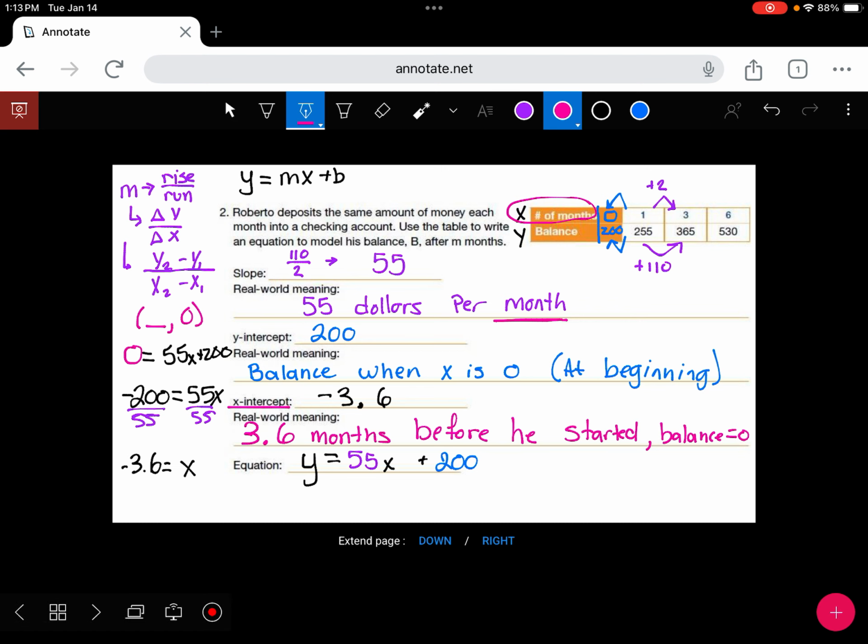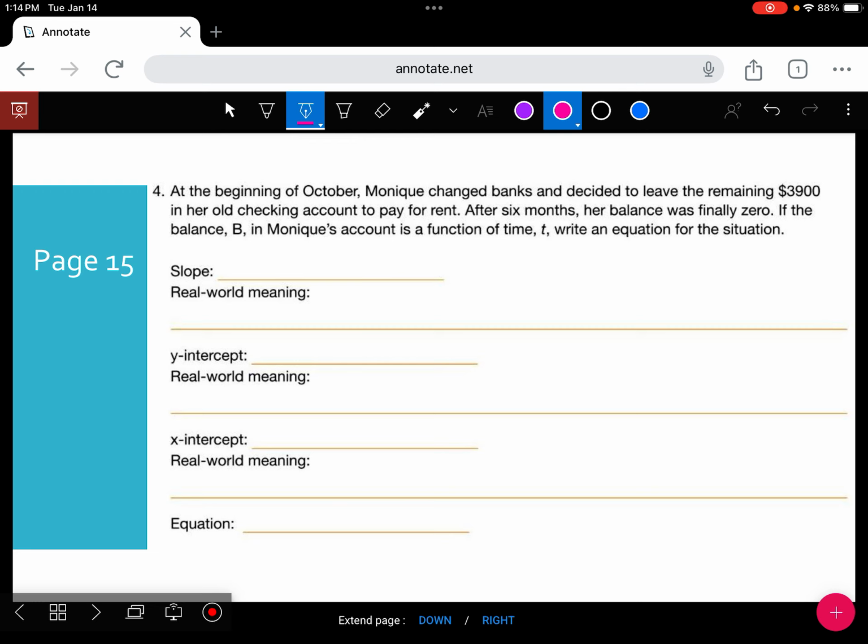Okay, we're going to do one more. We're going to skip over number 3 because it's very, very similar to number 2, except for the fact that it's Fahrenheit and Celsius. So we're going to look at number 4 because it's a slightly different setup on this one. We've got that at the beginning of October, Monique changed banks and decided to leave her remaining $3,900 in her old checking account to pay for rent. After 6 months, her balance was 0.